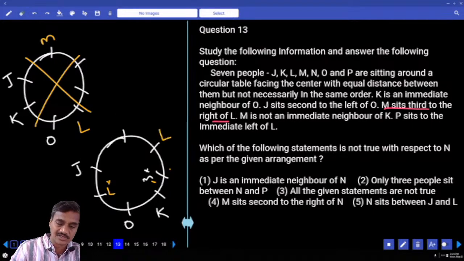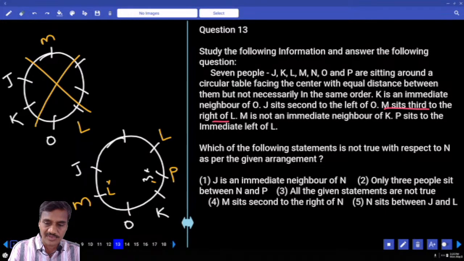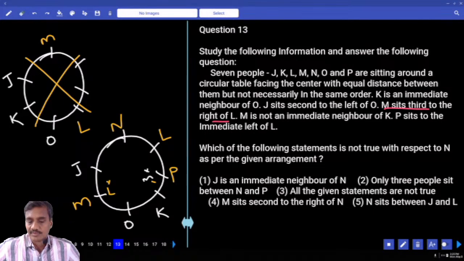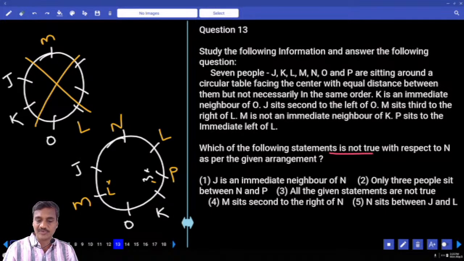Hence L is here, P is here, M sits third to the right of L, M is here. Then who is the person left over? N is the person left. Clear now? Then which of the following statements is not true? That means it is definitely false. J is an immediate neighbor of N, that is true. 1 cannot be the answer. 3 people between N and P, that is false, isn't it? Either 4 or 1. And the question is about not true, so 2 is out. For the 13th one, it is 2.